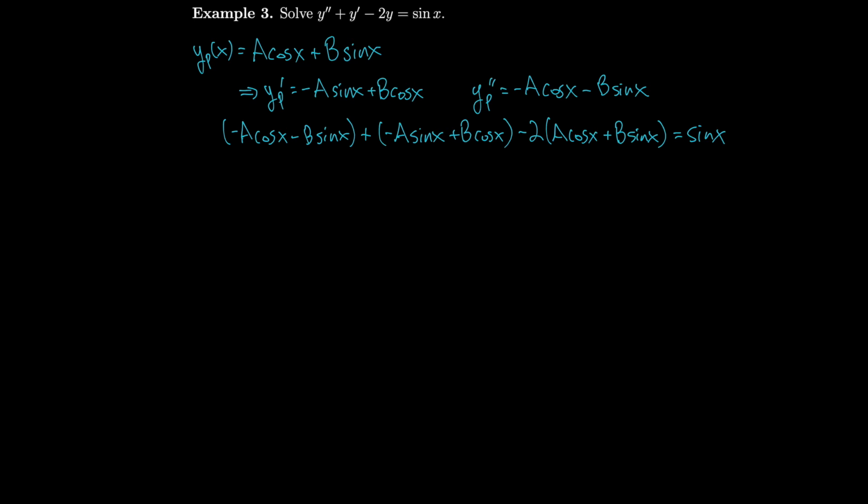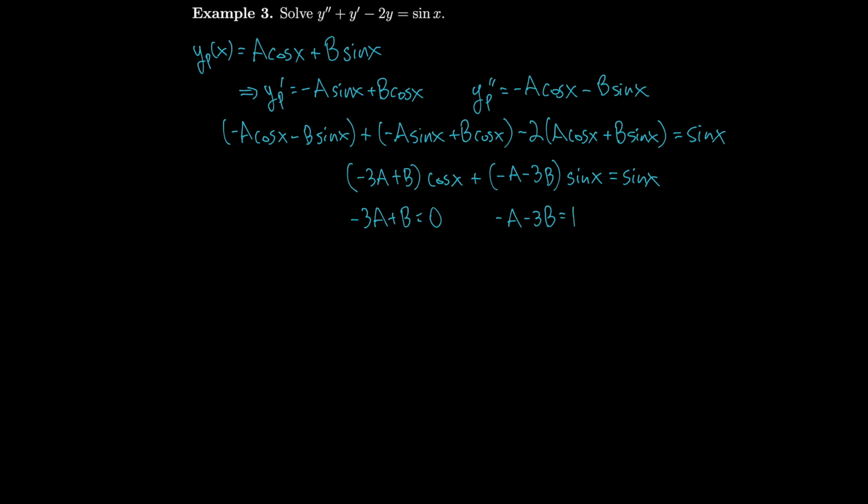So doing that, we get negative 3a plus b times cosine plus negative a minus 3b times sine, and that should equal sine. So if this on the left is going to equal this thing on the right, then that means that we have no cosine on the right, so this must be 0. We have 1 sine on the right, so this must be 1. So we have negative 3a plus b equal to 0, and we have negative a minus 3b equal to 1.